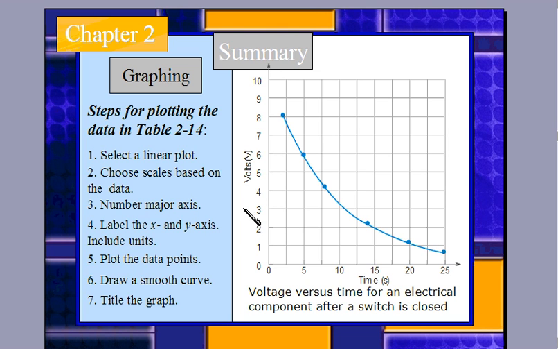So here we're going to have volts on the y-axis, time is on the x-axis. It's voltage versus time for an electrical component after the switch is closed. The vertical axis is in volts, the horizontal axis is in seconds.